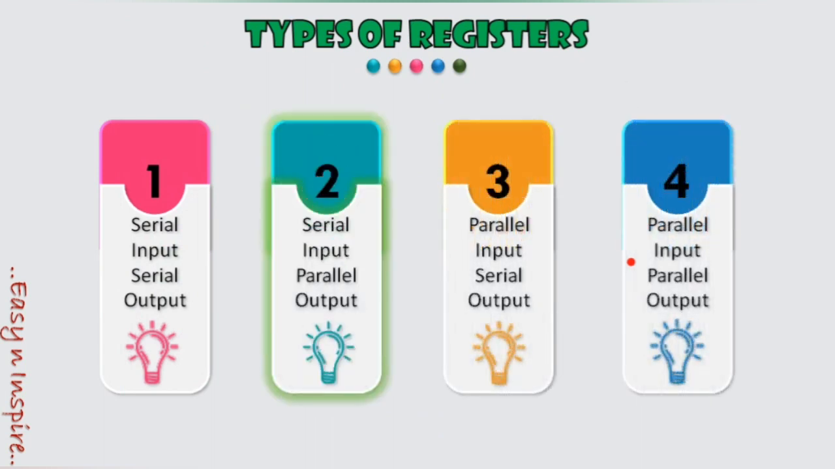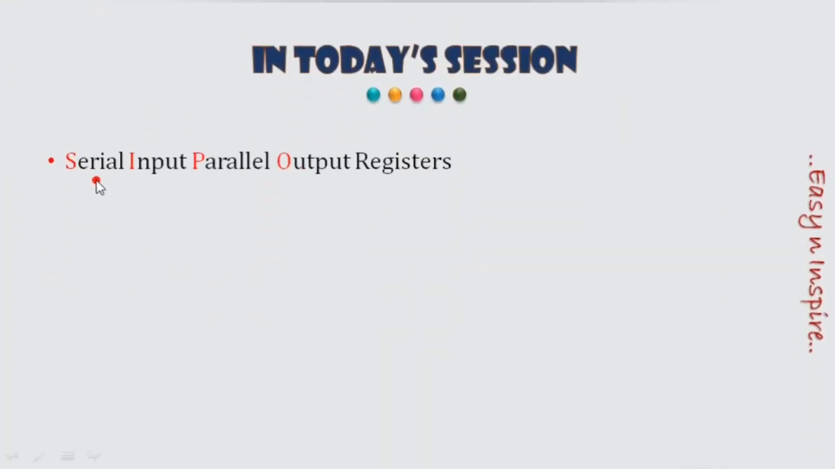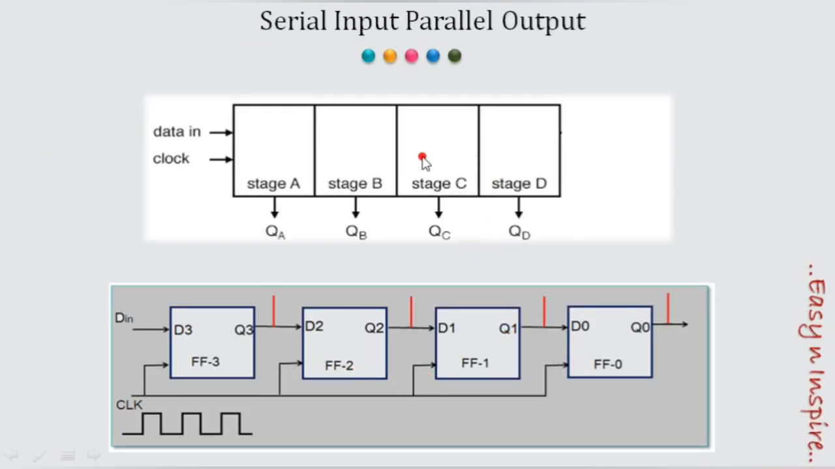In last session we have seen the first type of register, that is serial input and serial output. In today's session I am going to discuss serial input and parallel output register, that is the SIPO register. Please pay attention. So this is the block diagram of SIPO register.